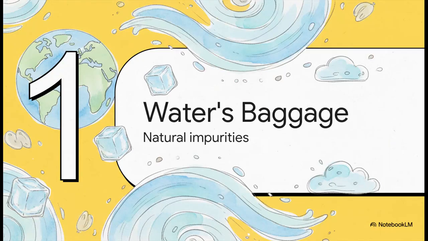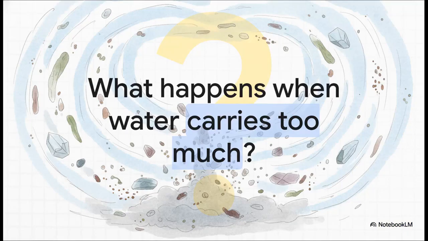Section 1. The baggage water carries. Water covers almost 75% of our planet. It's the Earth's ultimate universal traveler. It's actually the only known substance that naturally exists as a gas, a liquid, and a solid right within our normal everyday temperatures. And as it travels and flows over the surface, it picks up souvenirs.